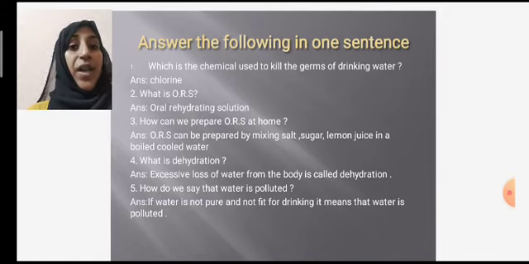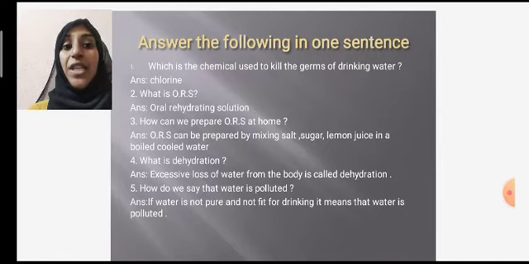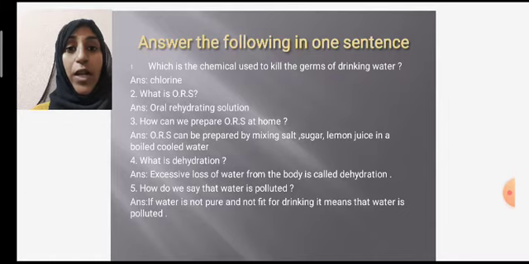How can we prepare ORS at home? You will mix salt, sugar, and lemon juice in boiled and cooled water. By this way, you can prepare ORS. What is dehydration? Excessive loss of water from the body is called dehydration. How do we say that water is polluted? If water is not pure and not fit for drinking, we say water is polluted.